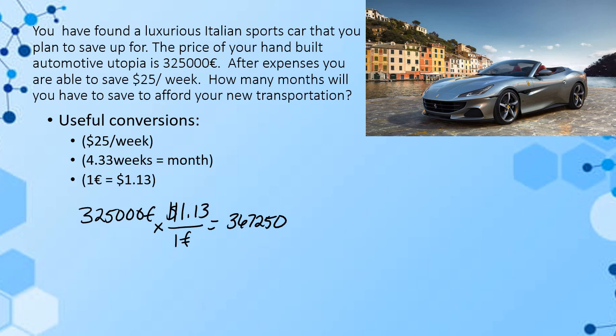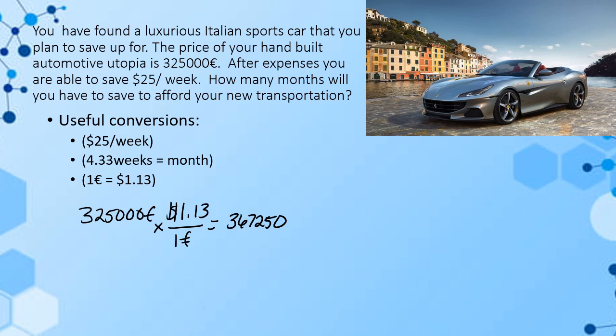So 325,000 euro is equal to $367,250. We're going to treat that as an exact conversion without the significant units to get the point across here.